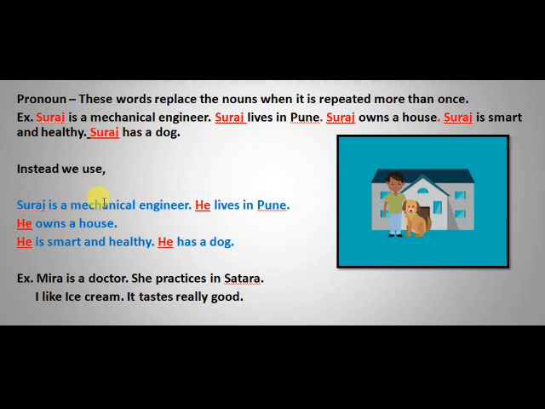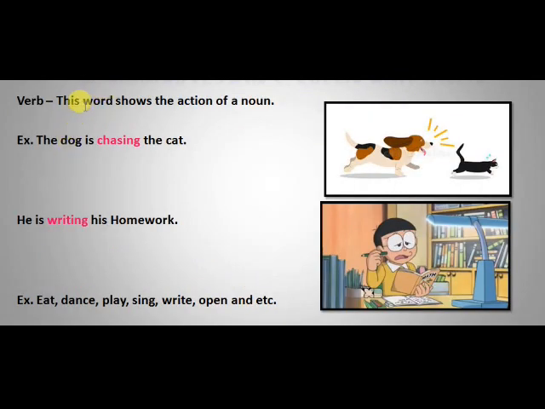So let us see the next one. The next is the verb. This particular word shows the action of a noun. Whenever the noun is doing some kind of action, that becomes a verb. For example, the dog is chasing the cat. This is a noun and this is also a noun; both dog and cat are nouns. But the dog is doing some kind of action. This action is the verb.